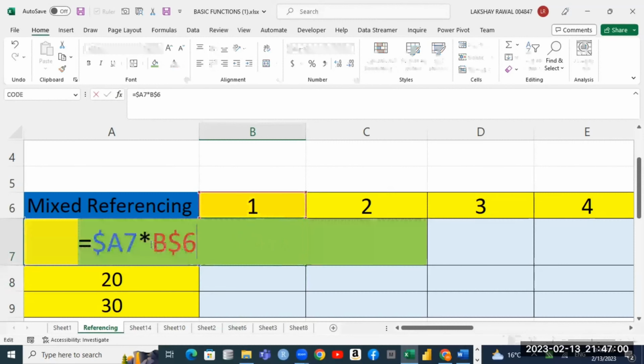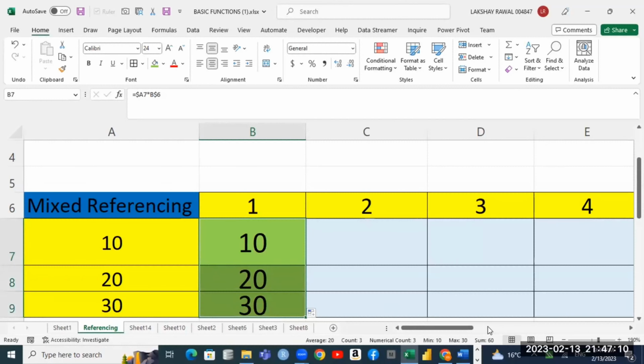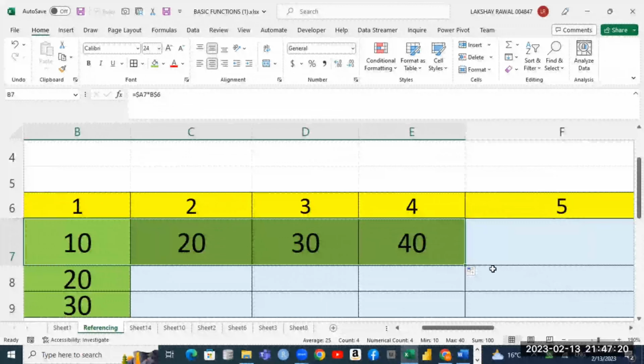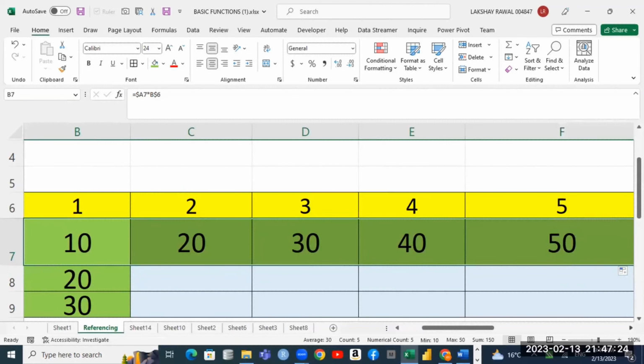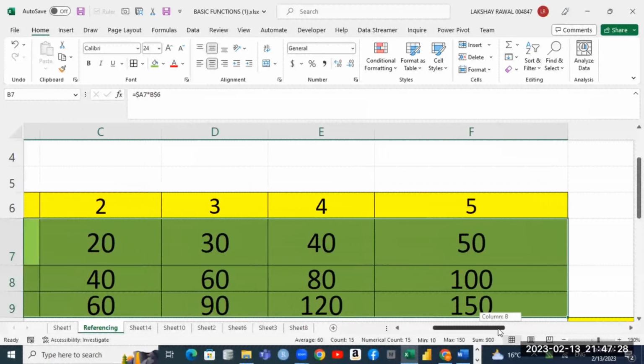Freezing A, I mean column A and the row number 6. So let me drag like this first. Is it right? Is it fine? No, wrong. Yes, it's okay, it's right. Virtual clap for you.